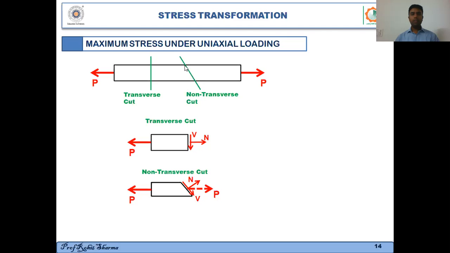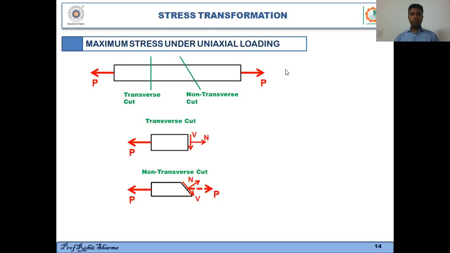Similarly, I can use a non-transverse cut. Non-transverse means a cut which is not perpendicular to the axis of the bar. When I consider the left section of this bar, again there will be two forces, one normal force and one shear force. Normal to the surface and parallel to the surface. Parallel to the surface is shear force, and normal to the surface is normal force, which is denoted by N, and shear force is denoted by V. The resultant of N and V should be equal to P, because again I have to keep the bar in equilibrium, right?